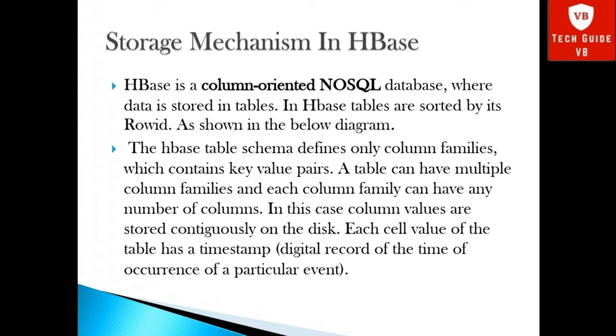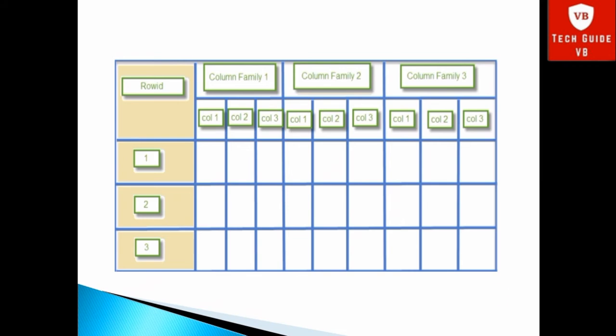Each cell value of the table has a timestamp, that is a digital record of the time of occurrence of a particular event. This is the diagram.